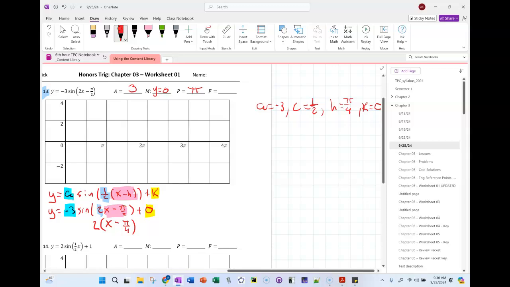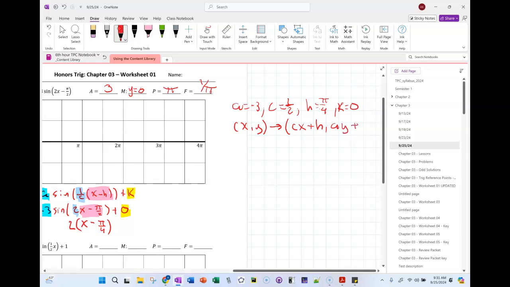And then what's the frequency? It's the reciprocal of the period. So it's 1 over the period. 1 over pi. So far, so good? Okay. Now that I've done that part, I'm ready to write my function map. That function map is always going to be cx plus h, ay plus k.